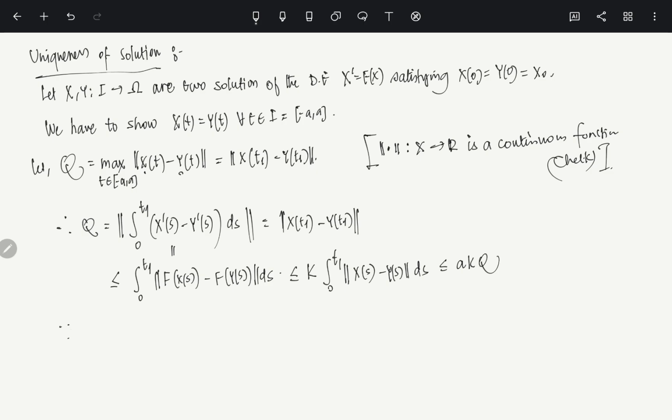Here now, since ak is less than 1, q is less than or equal to ak times q. So since ak is less than 1, the only option is that q should be 0. There is no other option. Okay, therefore q is 0, so the maximum of the norm of x(t) minus y(t) is going to be 0. That will imply that x(t) has to be equal to y(t) for all t in minus a to a. Clear? So the uniqueness follows. Right. So with this, I am going to end this.